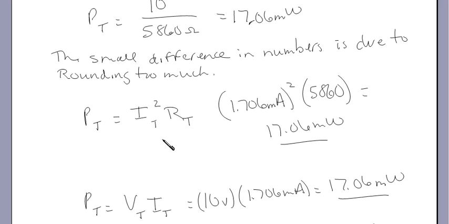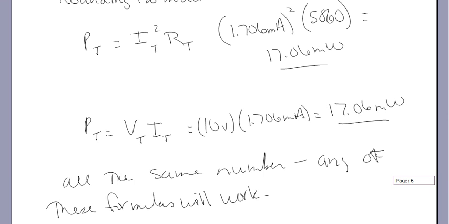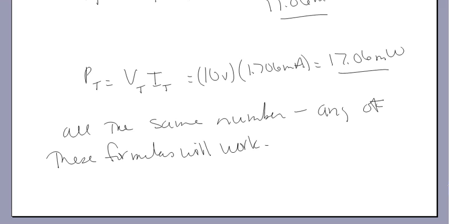And then I just showed you over here using the other power formulas, I squared R or V times I. Again, I'm using total everything. My total current squared times RT gives me the 17.06 again, milliwatts. And then I use voltage total times I total. Again, I get my 17.06. So it's all the same numbers, so I can use any of these formulas. Any of these formulas will work.